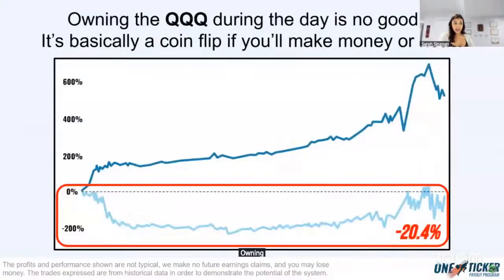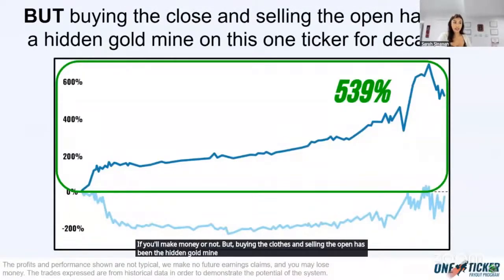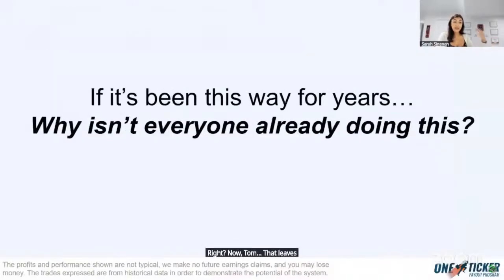Owning the QQQ during the day is no good. It's basically a coin flip if you'll make money or not. But buying the close and selling the open has been the hidden gold mine on this one ticker for decades, right? Absolutely.